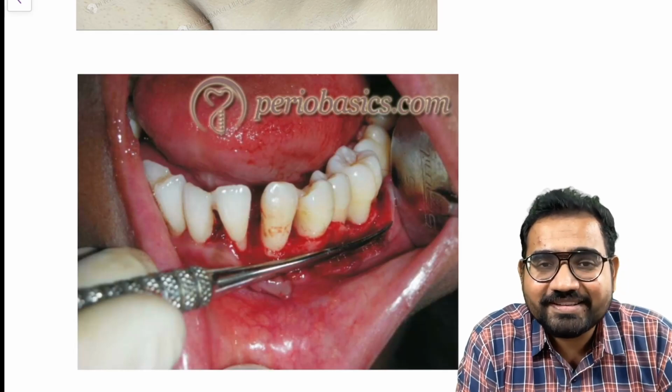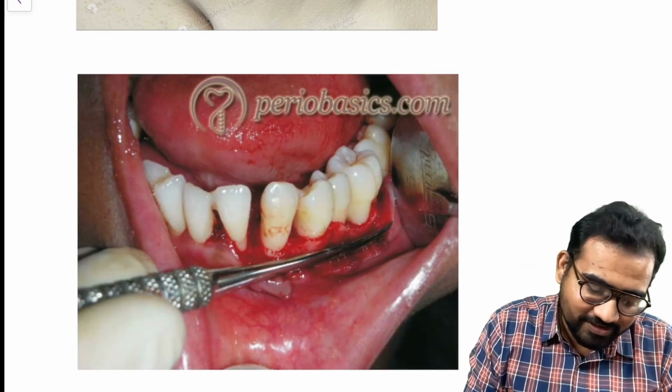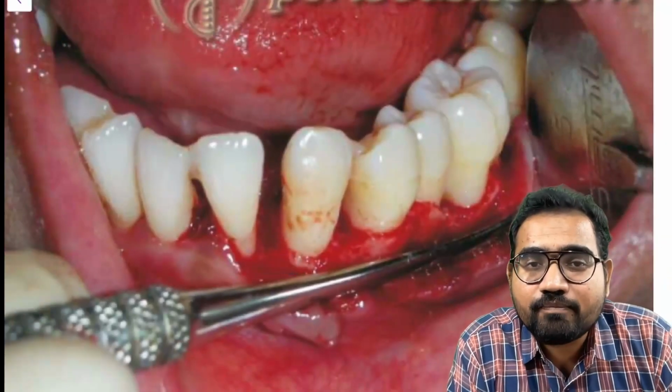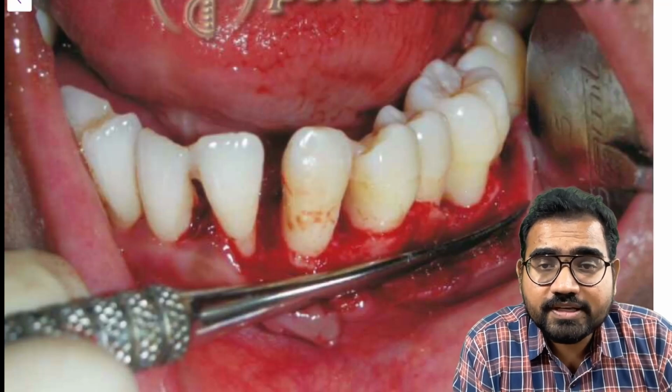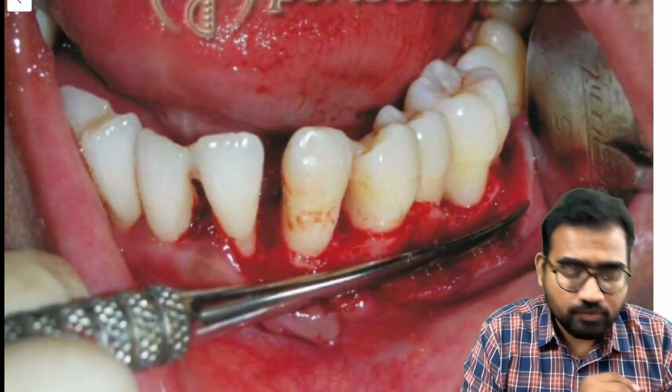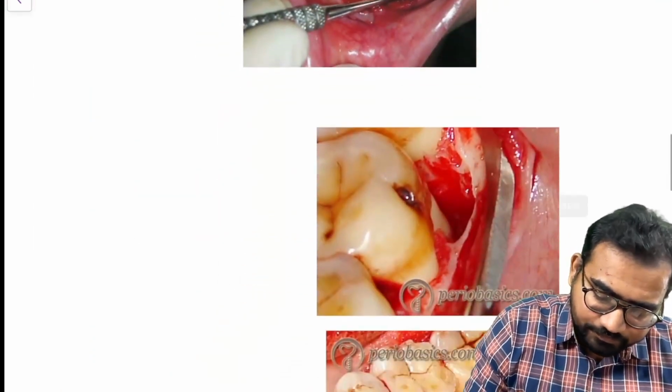The next one you're going to see is a picture of lower anteriors, as I told. So there is a horizontal bone loss. There's equal destruction of bone in all directions. This signifies it is a horizontal bone loss. Very good.